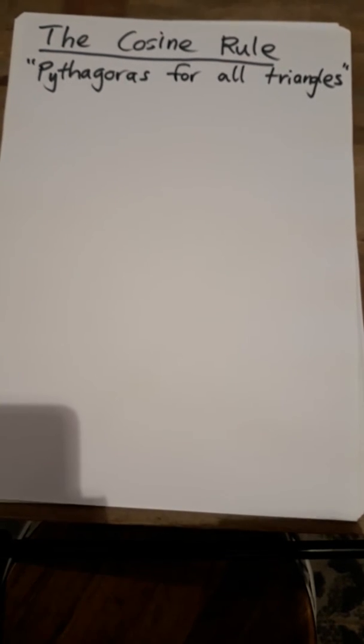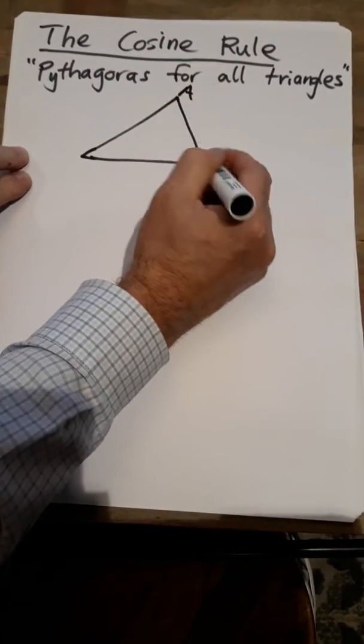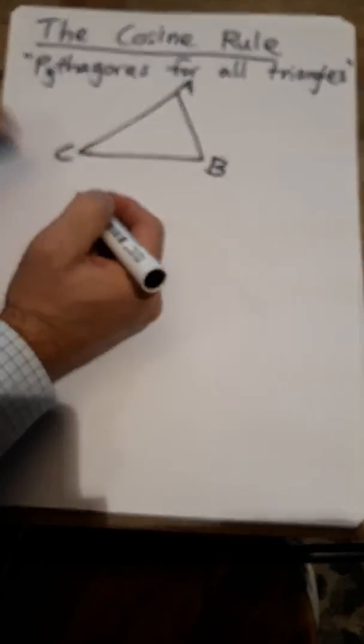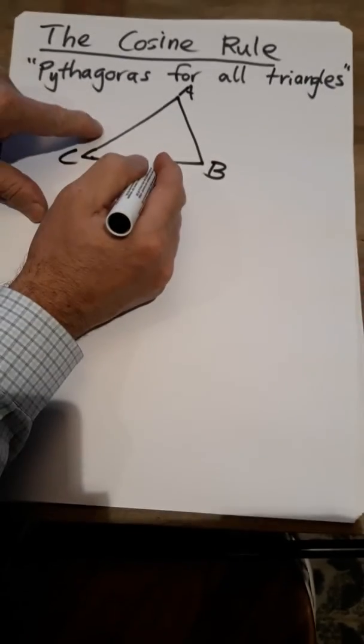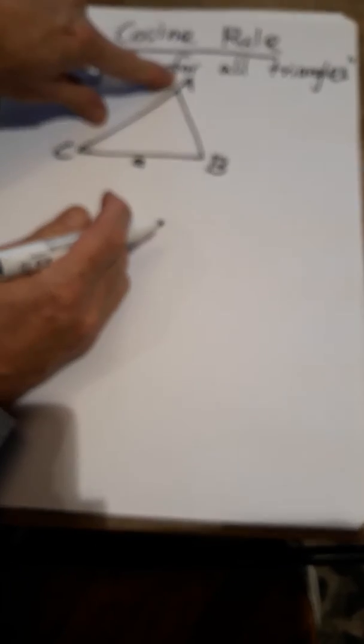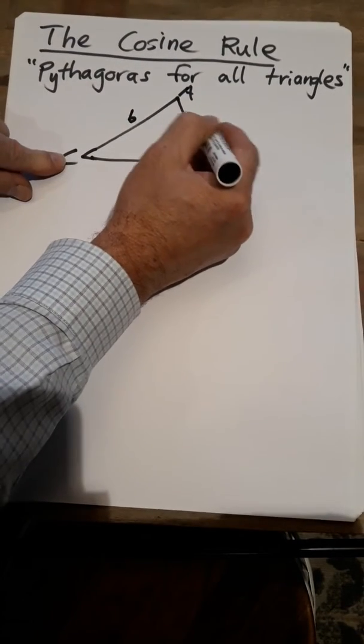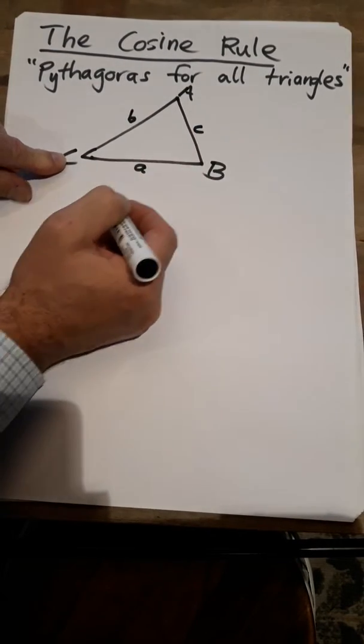So where does the cosine rule come from, and why do they call it Pythagoras for all triangles? Well, let's first start by drawing up a triangle. Label it A, B, C for the vertices, and as usual, the side opposite the label with big A is little a, the side opposite the label with big B is little b, and the side opposite the label with big C is little c.